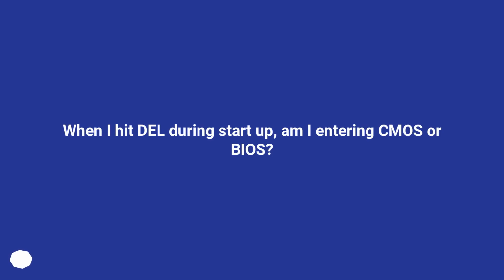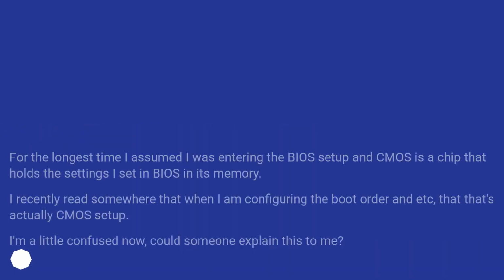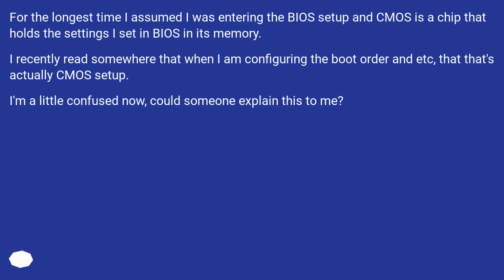When I hit Del during startup, am I entering CMOS or BIOS? For the longest time I assumed I was entering the BIOS setup, and CMOS is a chip that holds the settings I set in BIOS in its memory. I recently read somewhere that when I am configuring the boot order and etc., that's actually CMOS setup. I'm a little confused now. Could someone explain this to me?